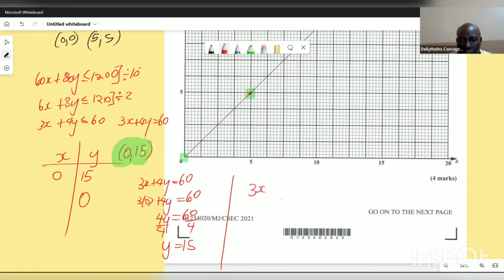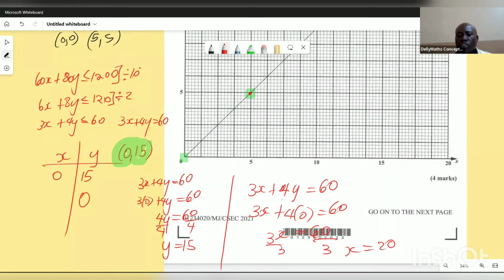So I'm using 0 for y as well to find out what x will be. So 3x plus 4 times 0, because I'm calling y 0 now. So then basically we have 3x, which is equal to 60. Divide by 3, x is 20. So when y is 0, x is 20. So the other point is 20, 0. We're going to be using 0, 15 and 20, 0 to plot the line.